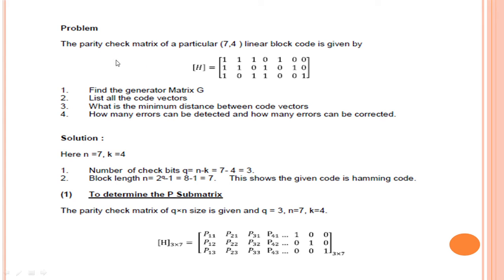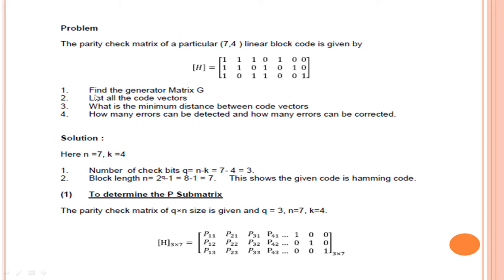Now let us see one problem. A parity check matrix of a particular (7,4) linear block code is given by H equals 1110, 1101 and 1011. This represents the submatrix transpose, followed by 100, 010 and 001, which represent the identity matrix.